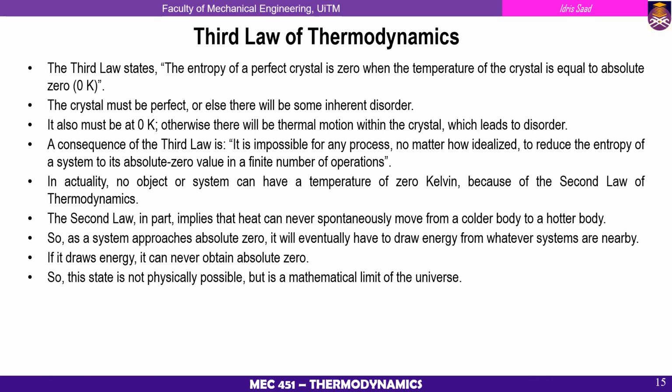Okay, now we move on to the final law in thermodynamics, which is the third law. The third law states that the entropy of a substance that exists in the most perfect form of crystal is zero when the temperature of the crystal is equal to absolute zero, which is 0 Kelvin. Before we can understand this, we need to recall the meaning of entropy in the second law of thermodynamics.